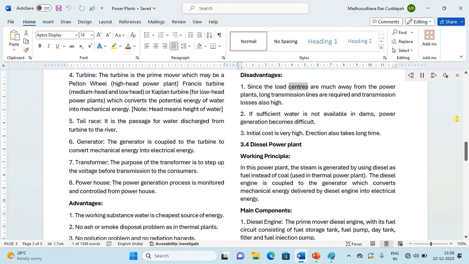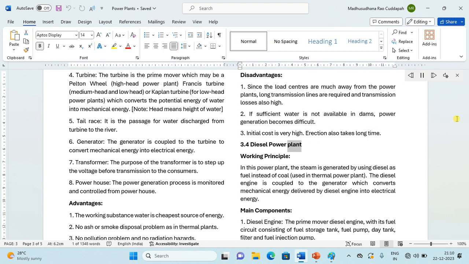1. Since the load centers are much away from the power plants, long transmission lines are required and transmission losses are also high. 2. If sufficient water is not available in dams, power generation becomes difficult. 3. Initial cost is very high. Erection also takes long time.